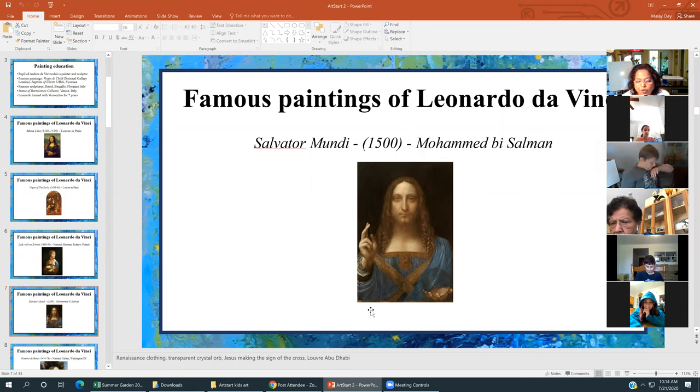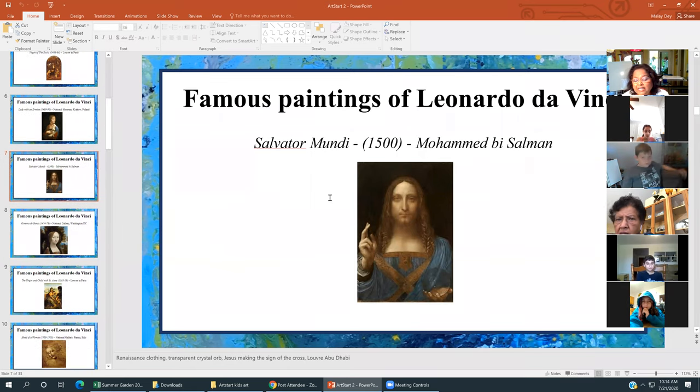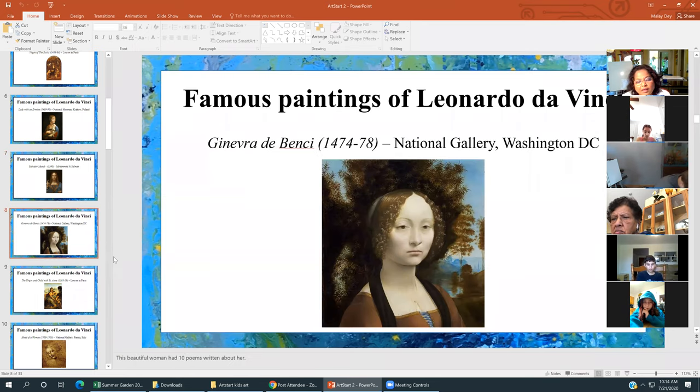It was also showcased at the Louvre in Abu Dhabi. So Salvator Mundi, and it was painted in 1500, the year 1500, and it's still there. So let's look at the next painting.